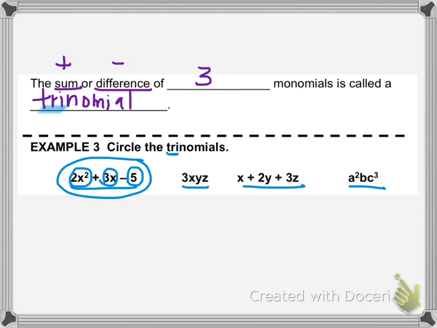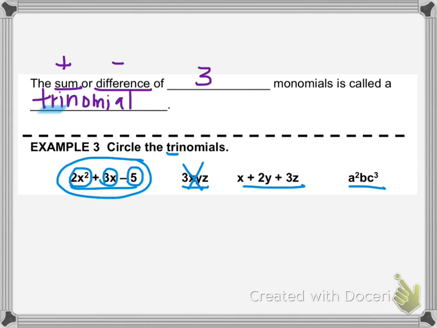The second expression, 3x, y, z, those are all being multiplied together. This is considered one monomial. It is not a trinomial. Now, it does have 3 different variables, but they're together as a monomial.